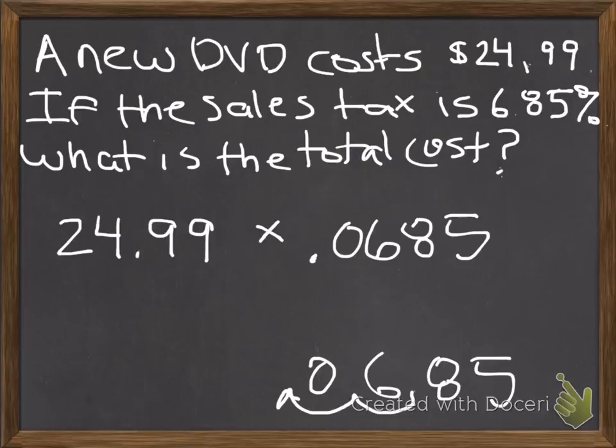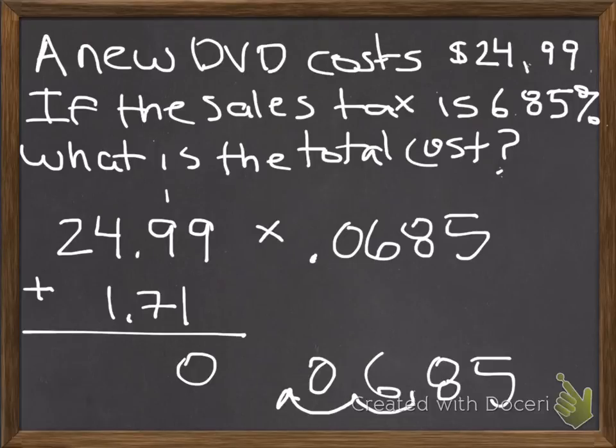What that tells me is the dollar amount of the sales tax. So in this case, it's about 1.71. That's not my answer. My answer needs to be the total cost. But my cost originally and then my tax now is $1.71, so I would just need to add them up to give me my total cost, which is $26.70.